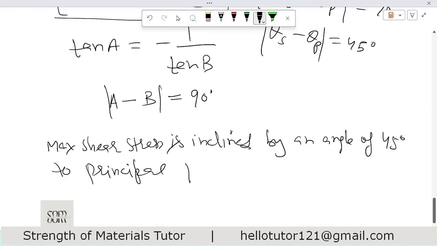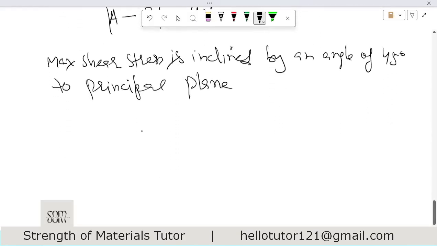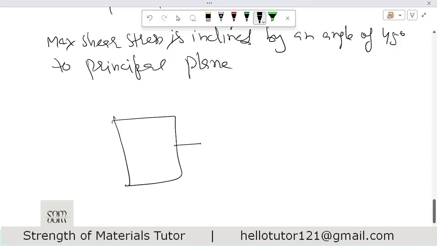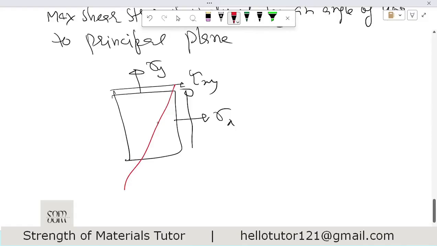For example, let us say this is the body, this is sigma x, this is sigma y, and these are tau xy. If this is the principal plane, this is theta p for principal. So this red one is the principal plane. It means we are going to have the maximum shear plane at an angle of 45 degrees.